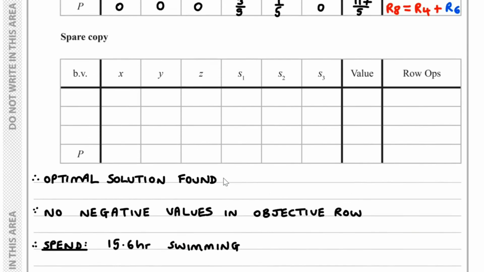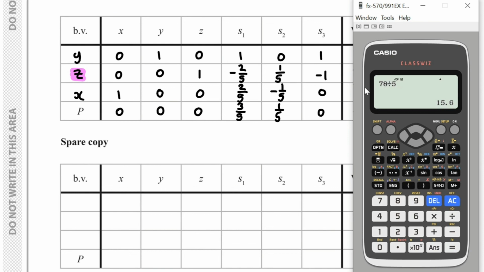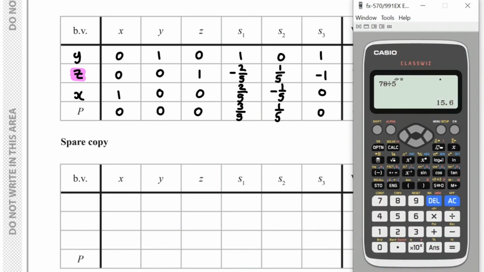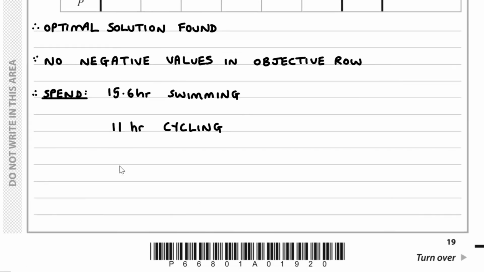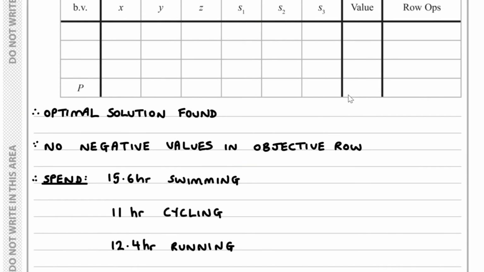and then we've got for the Z, that's 62/5. So we should spend 12.4 hours running. So here we have solved our linear programming problem using the two-stage simplex.